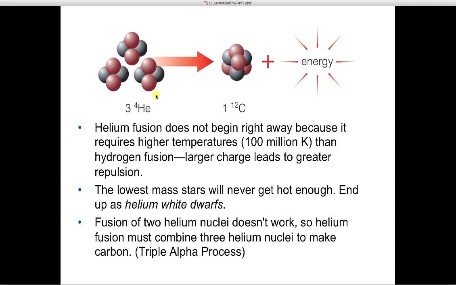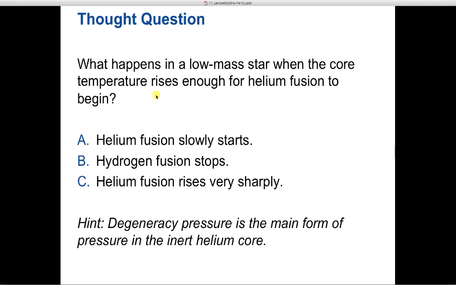We don't have any helium white dwarfs yet in the universe because any star that would do this would live for much longer than the age of the universe so far. So as far as we can tell, and nobody's ever discovered one, there shouldn't be any helium white dwarfs yet in the universe. There will be other ones though. There are other white dwarfs that come from bigger stars that have already died. So what happens in a low mass star then when the core temperature rises enough for helium fusion to actually begin? Does it start slowly?